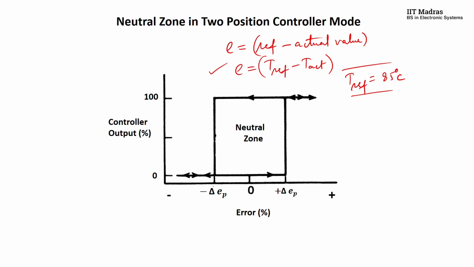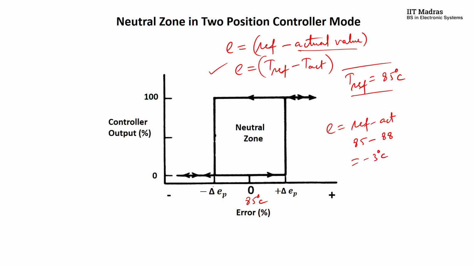For example, you are looking at a situation wherein you have the reference to be 85 degrees Celsius, and then you are looking at the heater. If, for example, the actual value of the water inside the heater is 88 degrees, that means E is equal to reference minus actual. Reference is 85 minus actual, let's say, 88. That means you have minus 3 degrees Celsius of error.